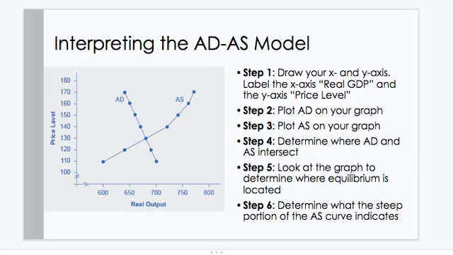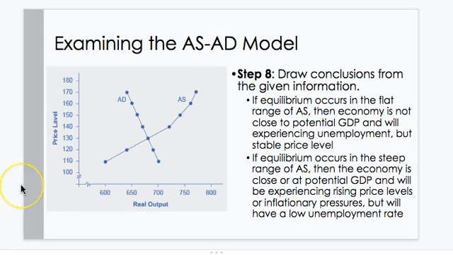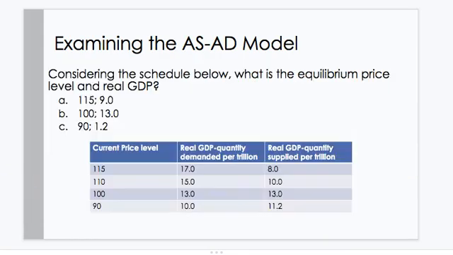Step 8, and I'm noticing there's a step 7 missing. I'll fix that. Step 8, draw conclusions from the information. If equilibrium occurs in the flat range of AS, then the economy is not close to potential GDP and will experience unemployment, but stable price levels. If equilibrium occurs in the steep range of AS, then the economy is close or at potential GDP and will be experiencing rising price levels or inflationary pressures, but will have a low unemployment rate.